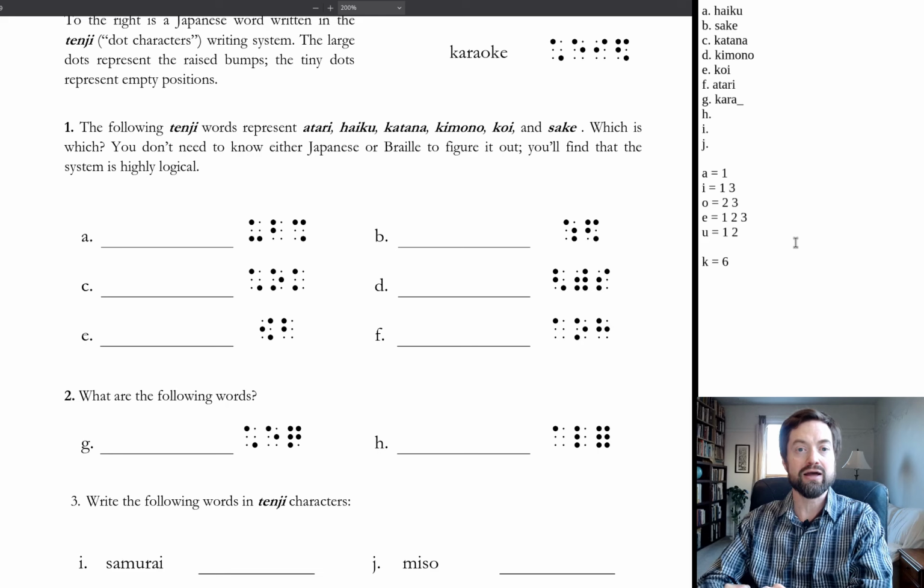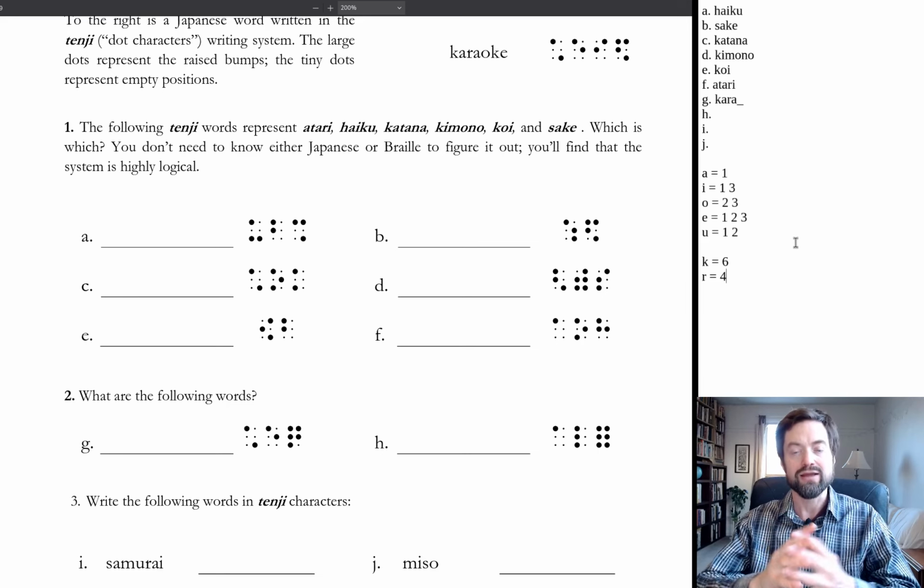Then we have the Ra. Ra gets the 4th position. Then we have blank for the O, it gets just a vowel. And then we have another K, which again gets the bottom dot. And yes, we can see that works. The 6 for the K, and the 1, 2, 3 for the vowel A gets the sound K at the end of karaoke.